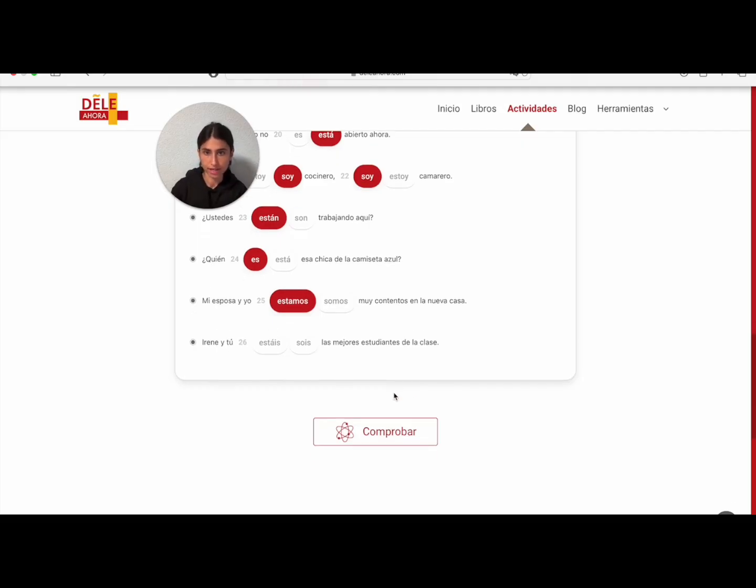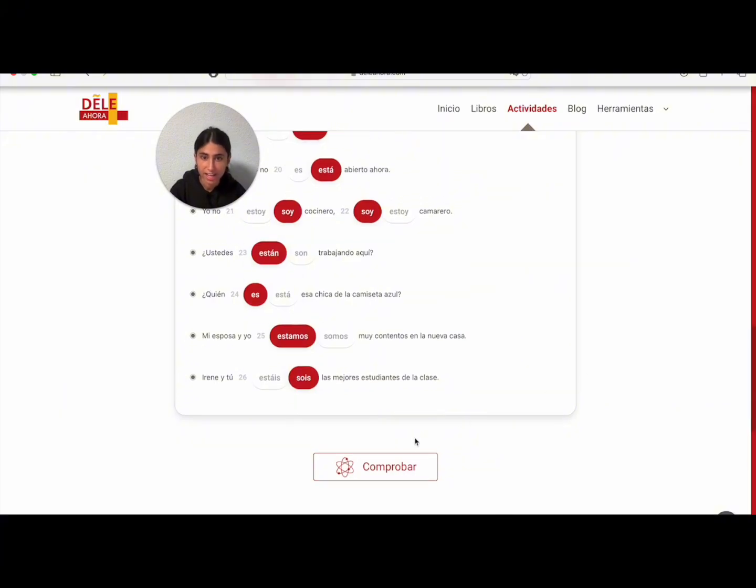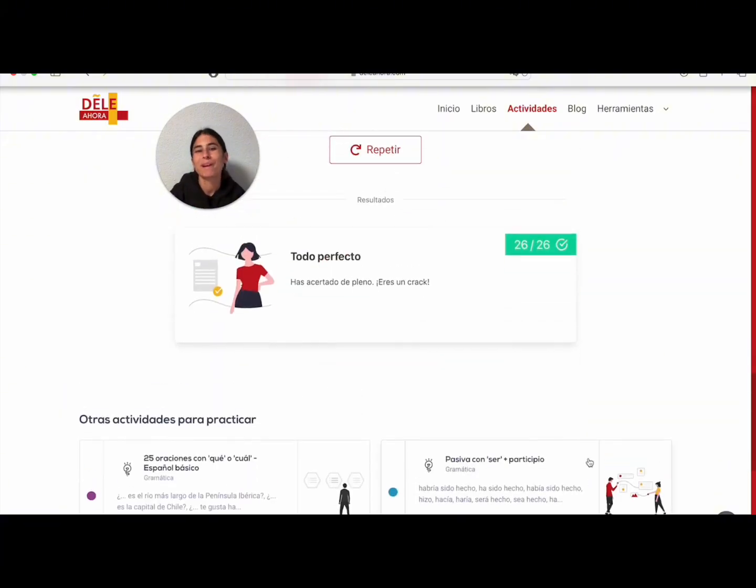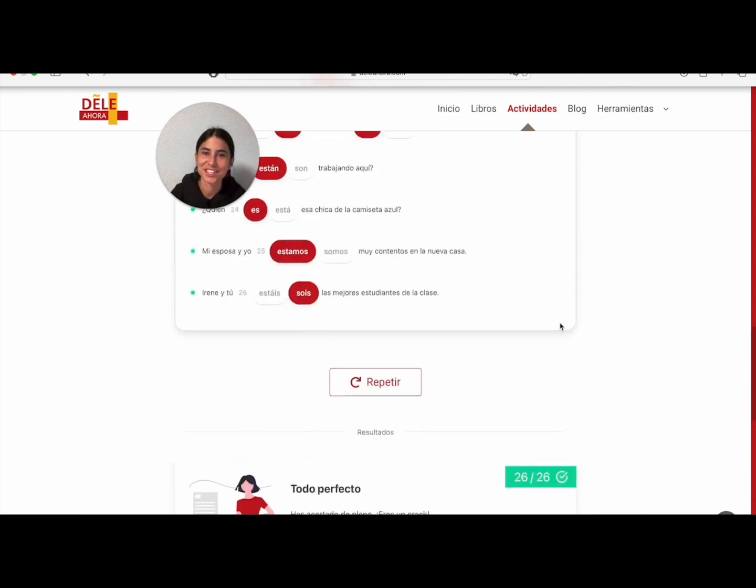Irene y tú sois las mejores estudiantes de la clase. Okay, you and Irene are the best students of the school, so that defines you. You know, if you think of, oh, she was the best student, that's something that defines her. Sois las mejores estudiantes de la clase. Let's check it. Todo perfecto. Okay, that's good.